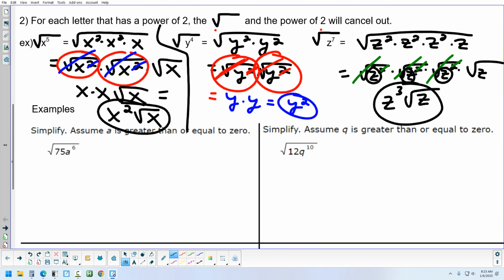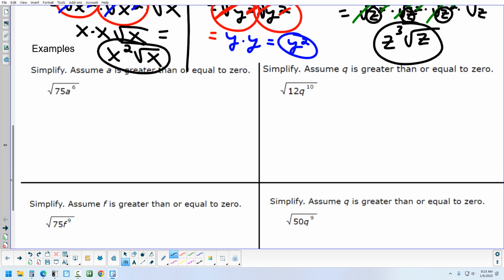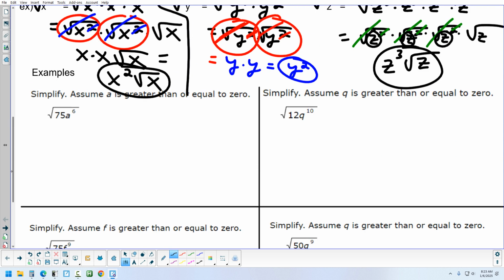All right. Let's try one. We don't have to do all of them, but let's try one that has a number and a letter. Same idea. We're just going to separate it into 2 problems right away. You're going to separate it into the square root of 75 times the square root of a to the 6th, and you're going to do each one of those problems separately. So now it's like the problems we had up above. We're doing 2 problems separate. Okay. Let's start with 75.